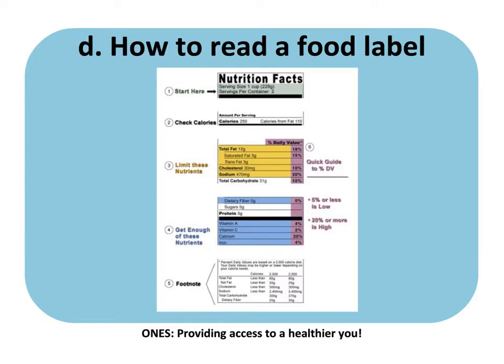Now, we're going to use a sample label for mac and cheese to illustrate which nutrients the experts recommend you limit and which they recommend you consume in adequate amounts. We start at the top with the serving size, which is standardized to be consistent between similar products, making it easy to compare nutrient content.